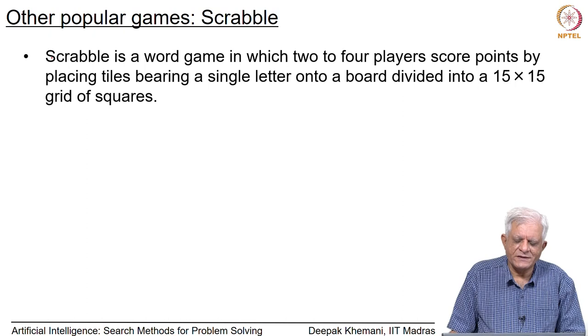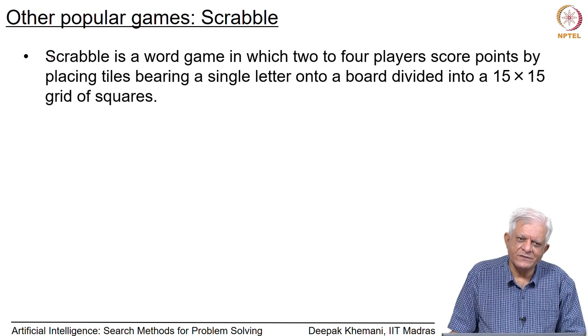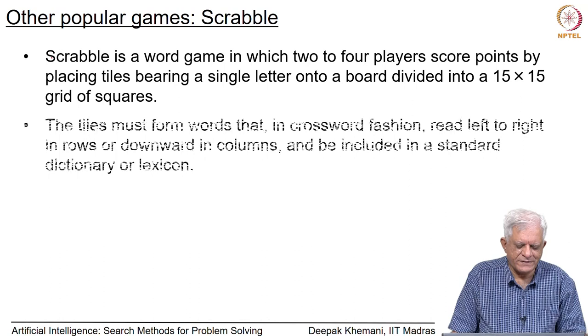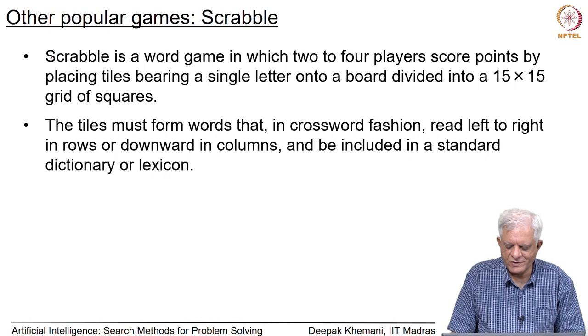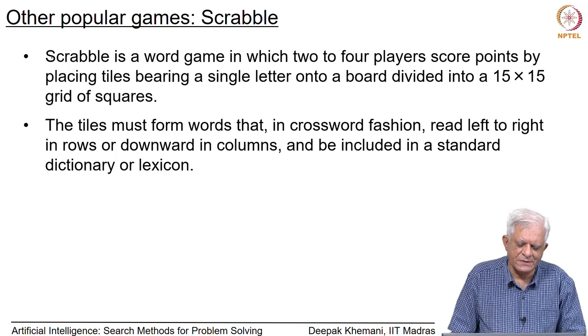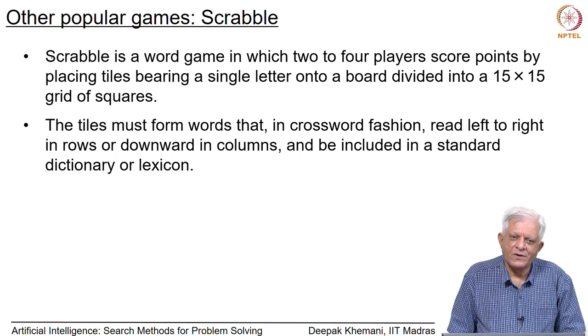And then there are special rules. On some squares you get a double letter score or a triple letter score. On some squares, if you place a word, you get a double word score or a triple word score, which means that you double the sum of the value of each letter. So, each letter has a number associated with it, and you want to maximize your score essentially. The tiles must form words, as I said, in the crossword fashion, either read left to right or top to down, and can be included in a standard dictionary or lexicon. In fact, there are Scrabble dictionaries which are available now, which can help you solve disputes on whether a given combination of letters is an acceptable word or not.